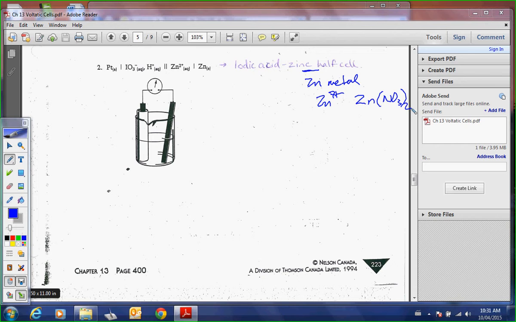Okay, so that part should be okay, the zinc half cell bit, because it's everything we've done so far, metal in its solution. This acid part is not as easy for us. So iodic acid, which you'd have to look up, and you would have found out that it's HIO3. So what are the species involved in that? An H plus and an IO3 minus.